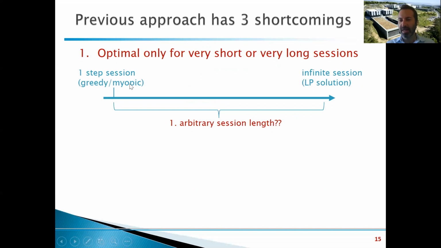It's also easy to handle a one-step session, where you can come up with a greedy algorithm. But what happens in between? What about any arbitrary session length in between, very long and just one step? We don't have an exact optimal solution for this.